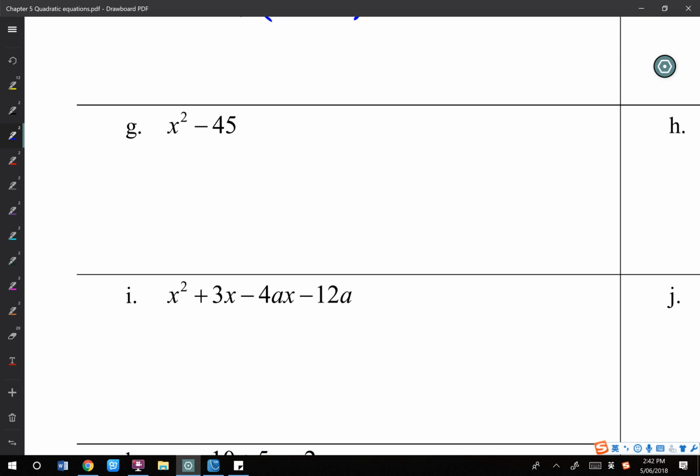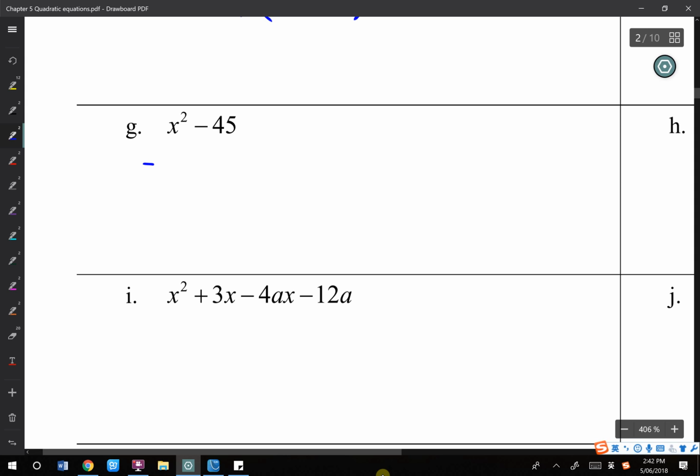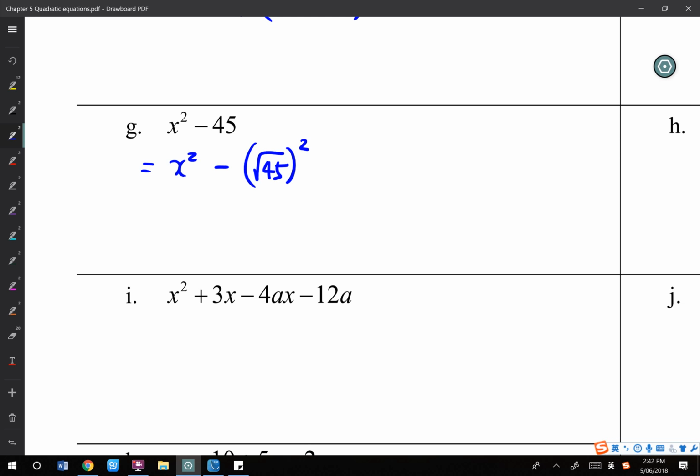So if you look at G for difference of perfect square, so two terms, good. No common factors. Something minus something, good. It's possible to use difference of perfect square. So the first thing is already in the square form, which is x squared. Then the second thing we'll have is root 45 squared. Okay, I need to create square form. So constant is easy to become a square form. So it's x squared minus root 45 squared.